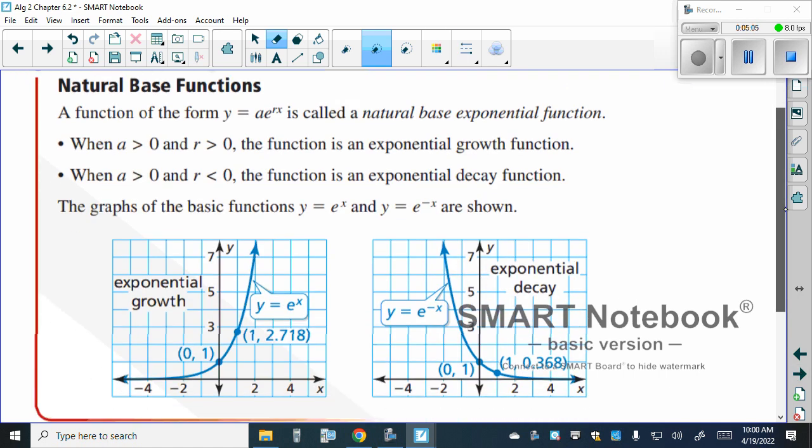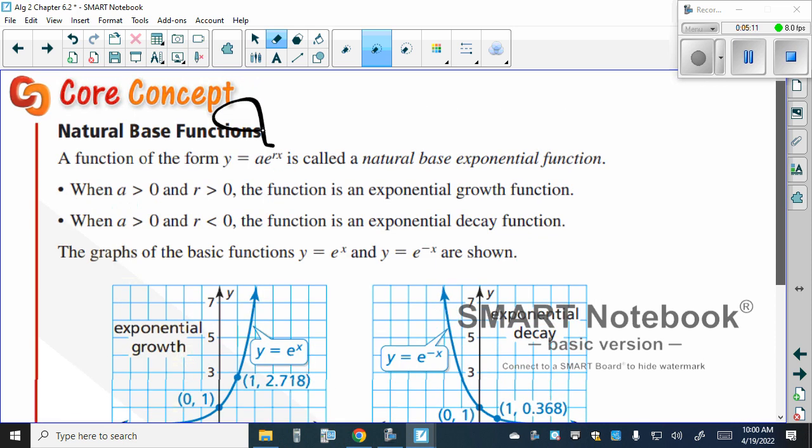Now we also have exponential growth and exponential decay. These functions come in the form of y equals a times e to the rx. When we talked about exponential growth and exponential decay yesterday, we said it's growth whenever b was greater than 1, and it's exponential decay if the value b was between 0 and 1.